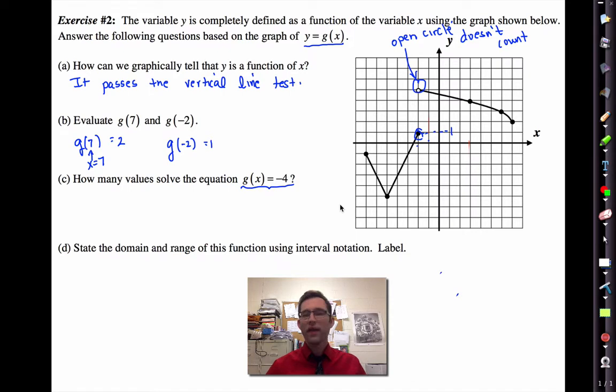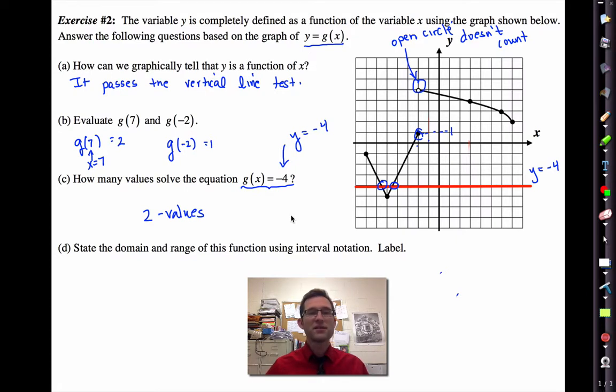Okay. Well, again, what they're saying to me is that my y value is negative 4. And a great way to actually get a sense for that is to draw a horizontal line. Horizontal lines are lines where the y values are always the same. So all along that horizontal line, y is negative 4. So we have two values, right there and there. I'm not going to try to determine what they are, but they're there and there.